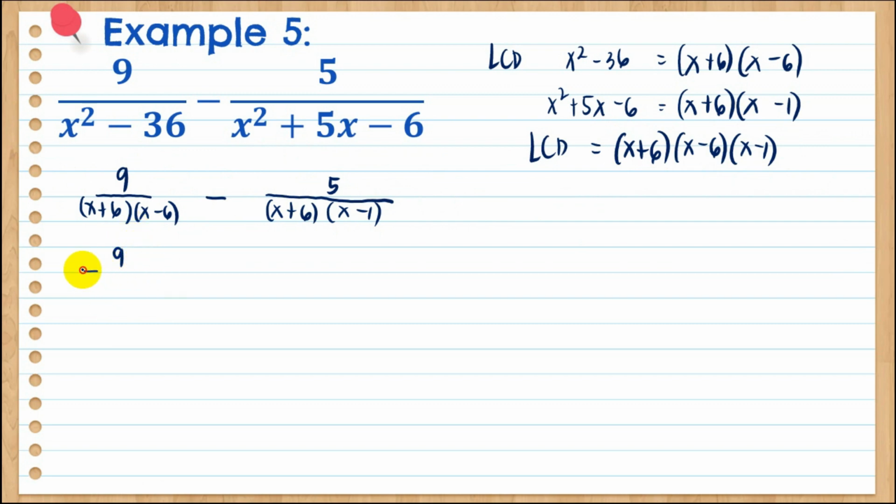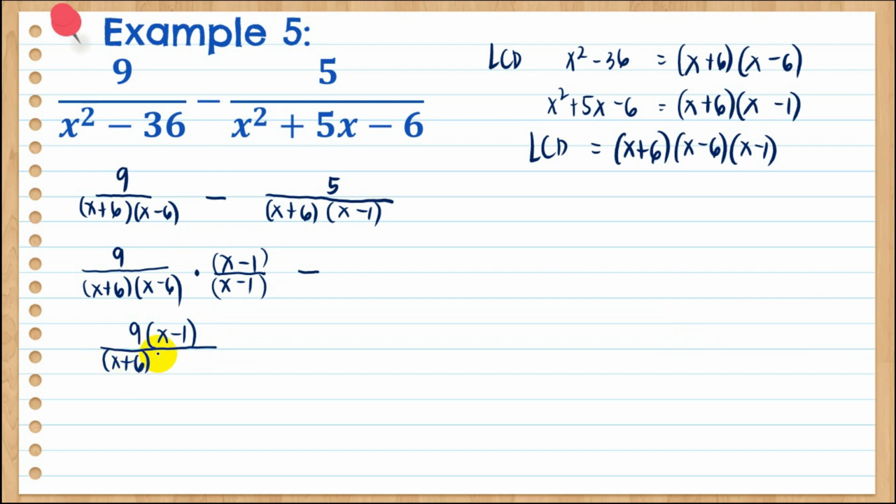So, dun sa unang RAE, we have 9. Saan nga ba natin i-multiply yan? Ano ang quotient between the LCD and our denominator? So, x plus 6, x minus 6, makakancel, matitira na lang ay x minus 1. So, we have to multiply our numerator by x minus 1 and also the denominator x minus 1 para maging similar RAEs na sila. Okay? So, that means we have 9 times the quantity of x minus 1, and our denominator will be x plus 6 times the quantity of x minus 6 times the quantity of x minus 1. So, yan na yung LCD natin.